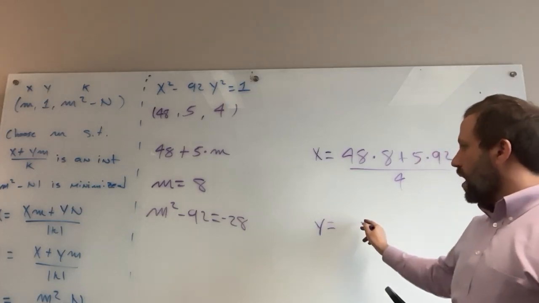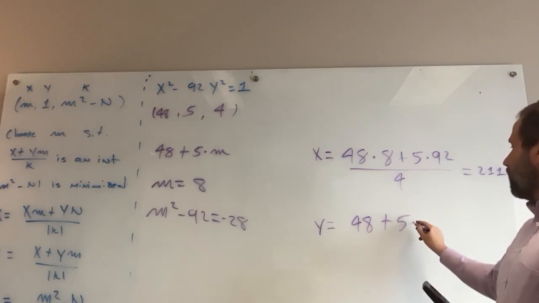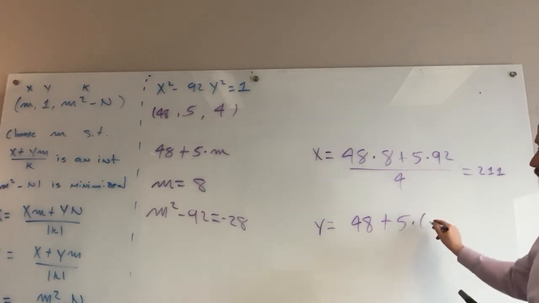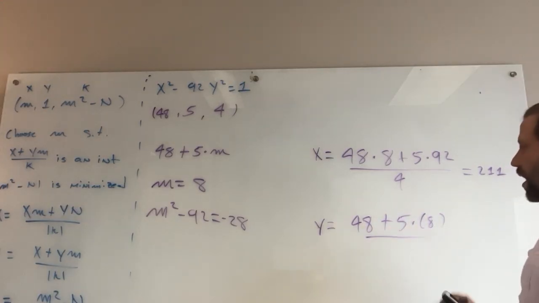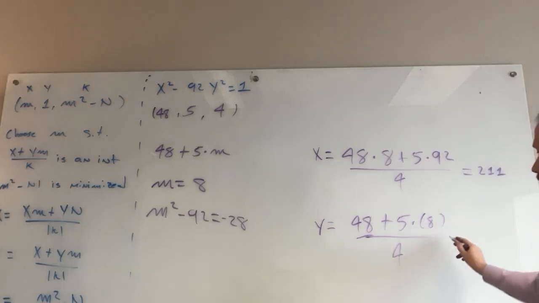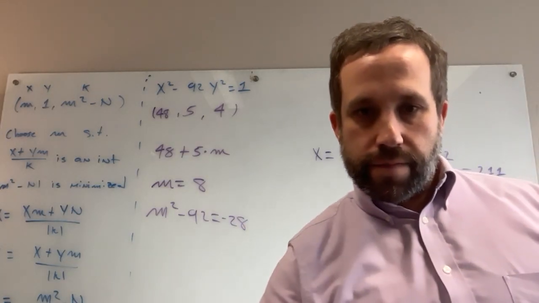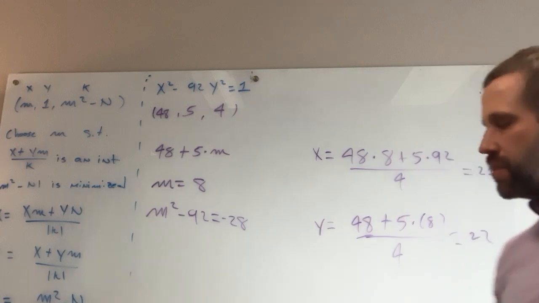Y will be our old x, which is 48, plus our old y, which is 5, times our m, which is 8. And we're going to divide this by the absolute value of k. Okay, so this is 48 plus 40 divided by 4. This gives us 22. Okay, just wanted to check those values.